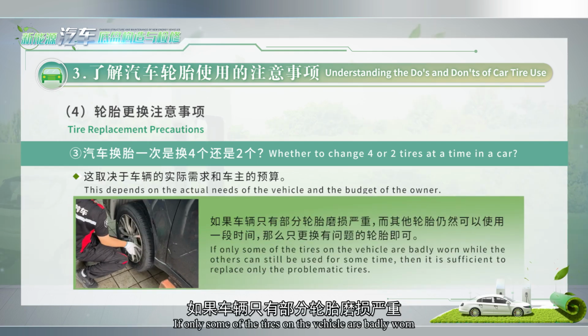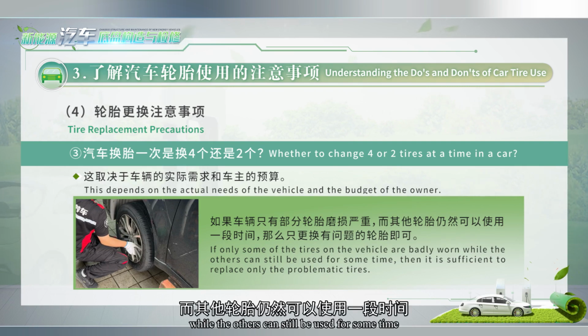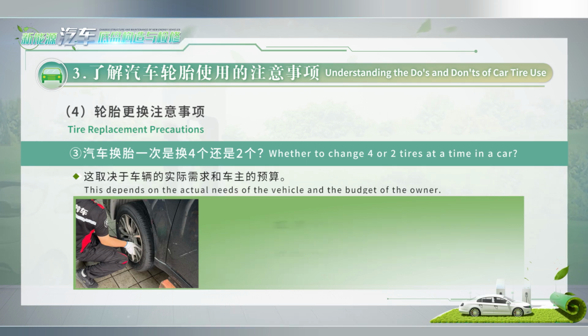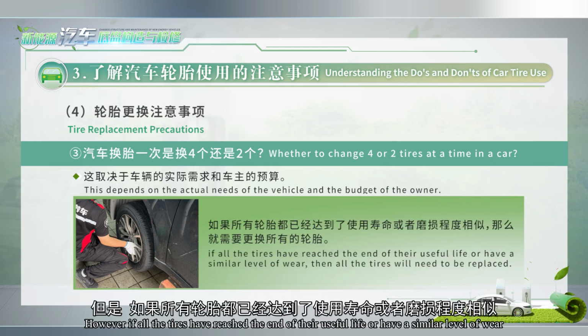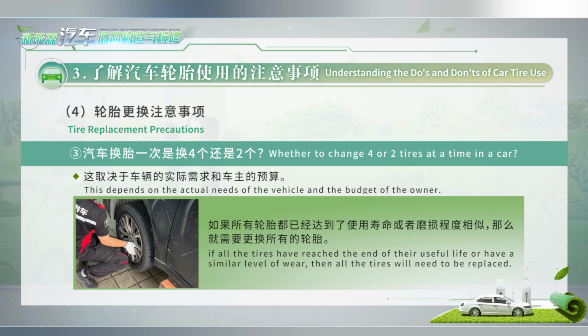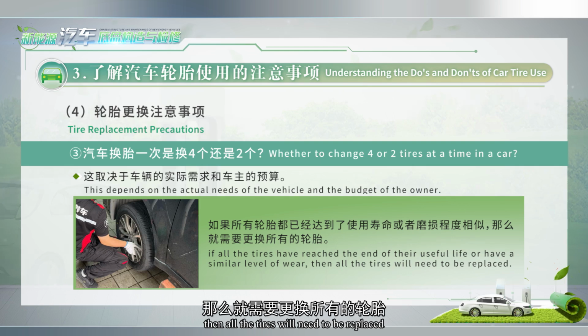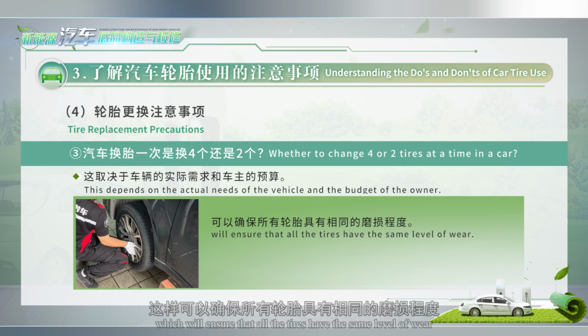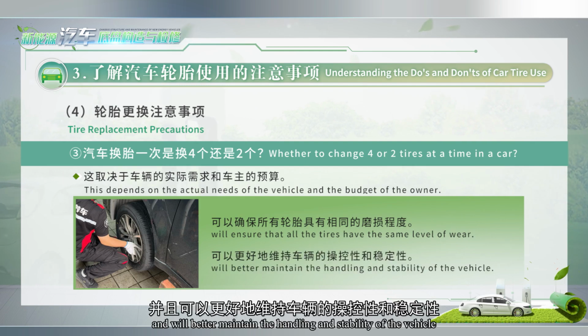If only some of the tires on the vehicle are badly worn, while the others can still be used for some time, then it is sufficient to replace only the problematic tires. However, if all the tires have reached the end of their useful life or have a similar level of wear, then all the tires will need to be replaced, which will ensure that all the tires have the same level of wear and will better maintain the handling and stability of the vehicle.